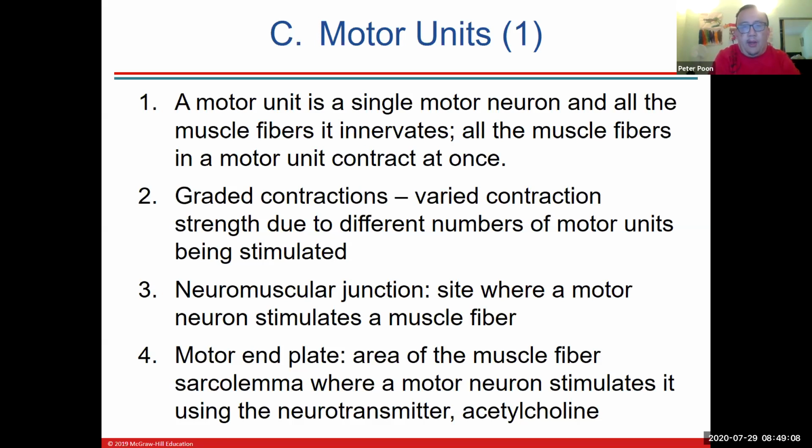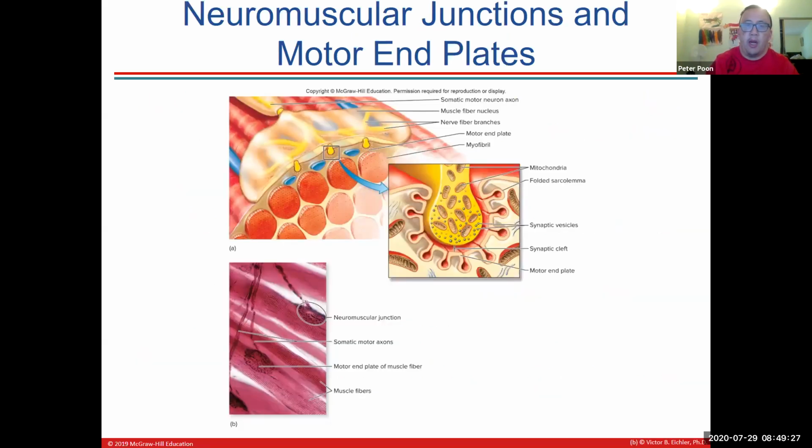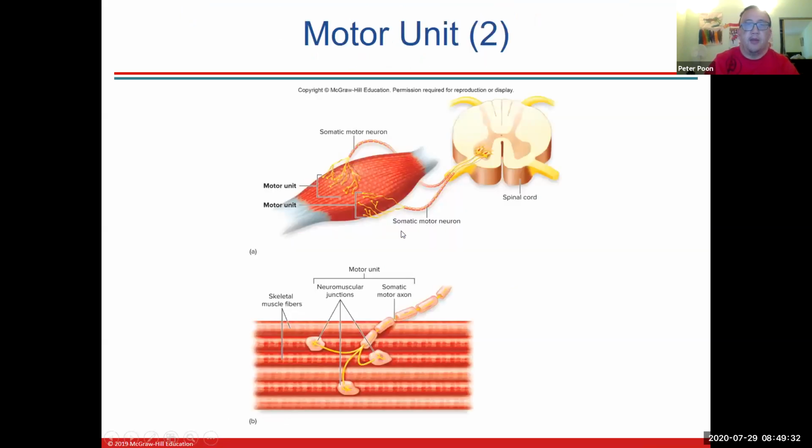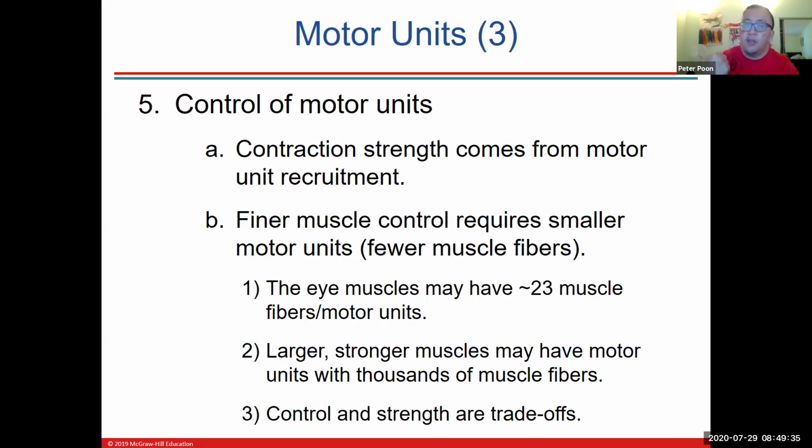The neuromuscular junction is where the neuron meets the muscle fiber. The motor end plate is the area of the muscle fiber where the motor neuron stimulates it using acetylcholine. That's the motor end plate where all the magic happens, basically. The contraction strength comes from motor unit recruitment. If I'm lifting something light, I'm only using a few motor units. The more I lift, the more motor units I recruit.